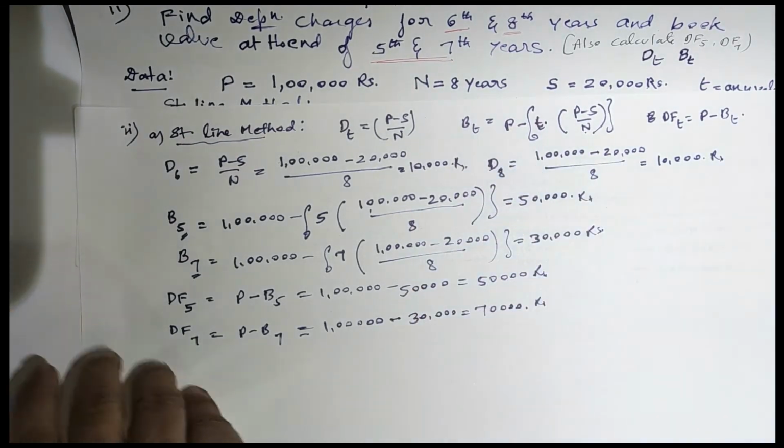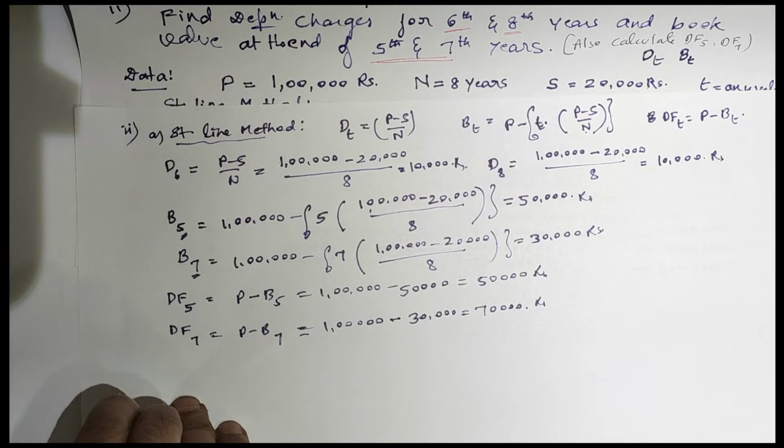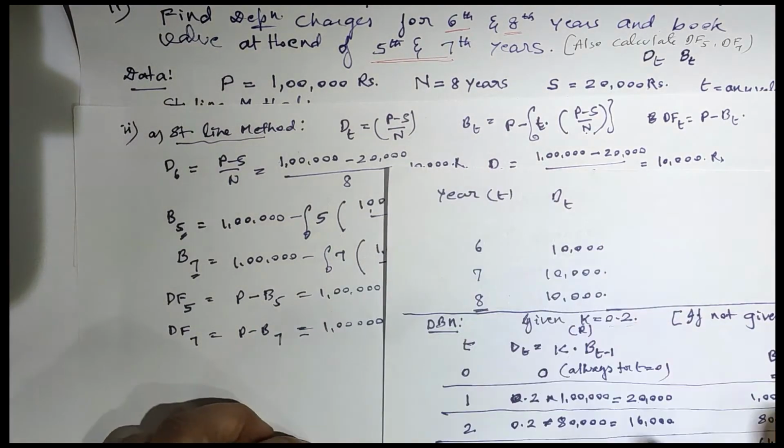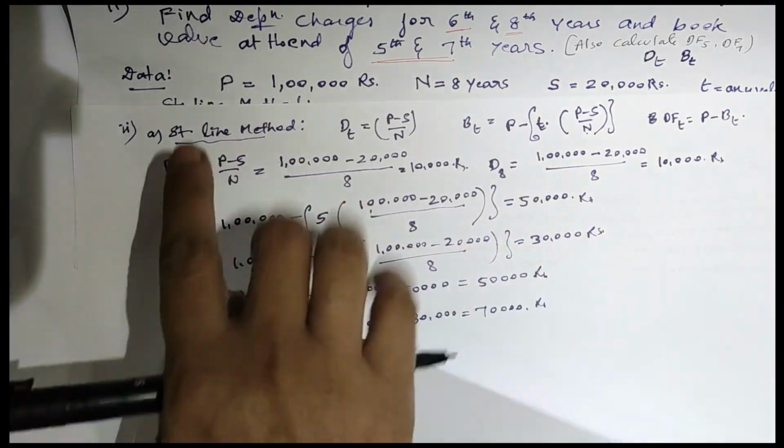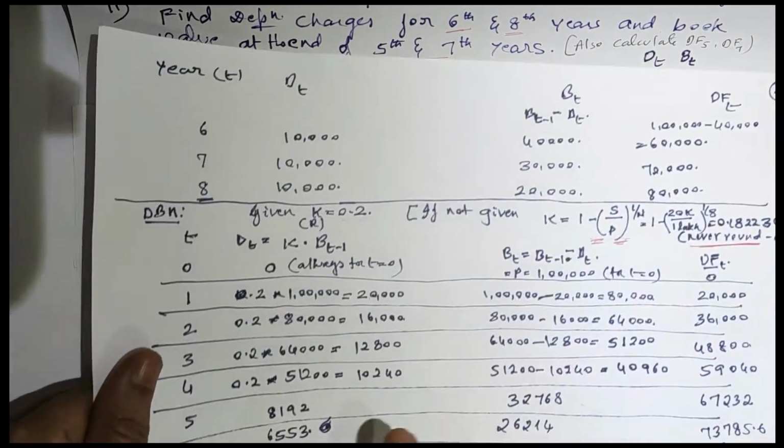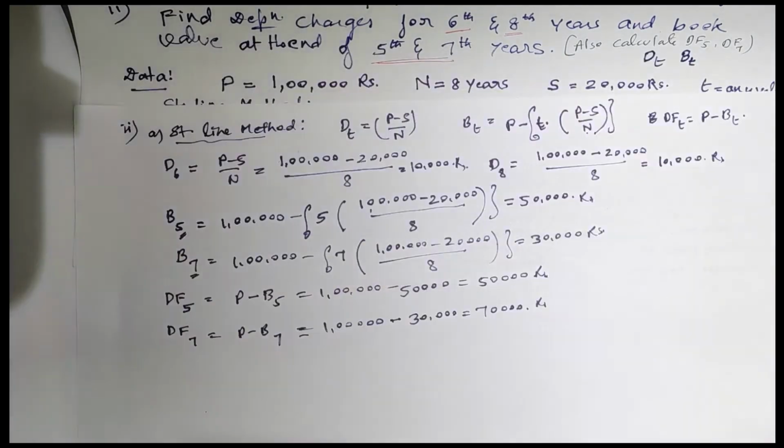Now we can just check with the previous problem which we did using table form. Say for example D6, D8, no need to check. All are 10,000 itself.